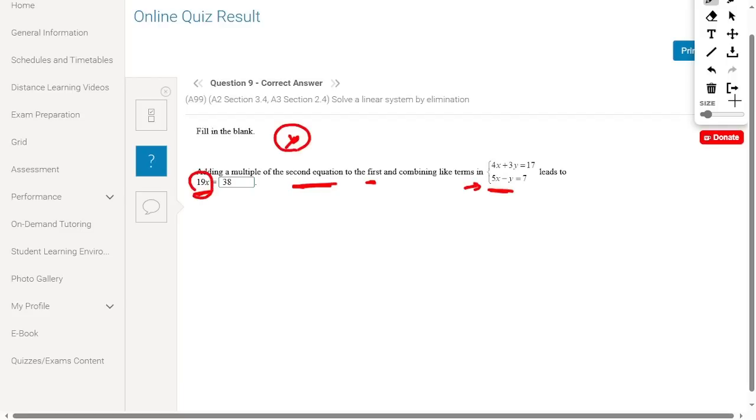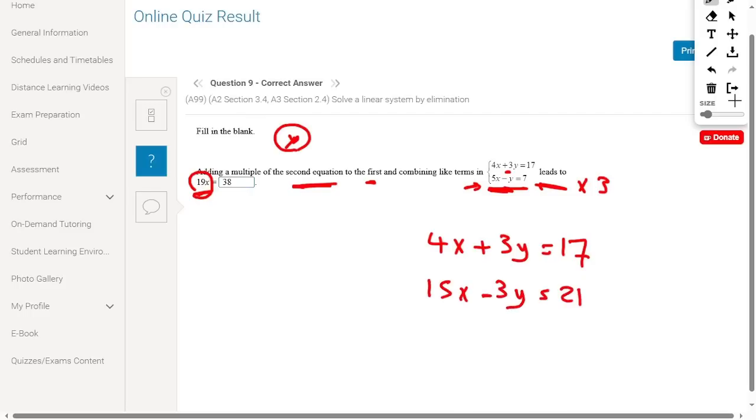So let's have a look in these two equations. We have the coefficient of y is 3 and here is minus y. So we need to make the coefficient same. So when we add these two equations, y will be eliminated. So I have to multiply the second equation with 3 to get the same coefficient of y in both equations. So here we'll have 4x plus 3y equal to 17. This is the first equation. The second equation will be 15x minus 3y equal to 21.